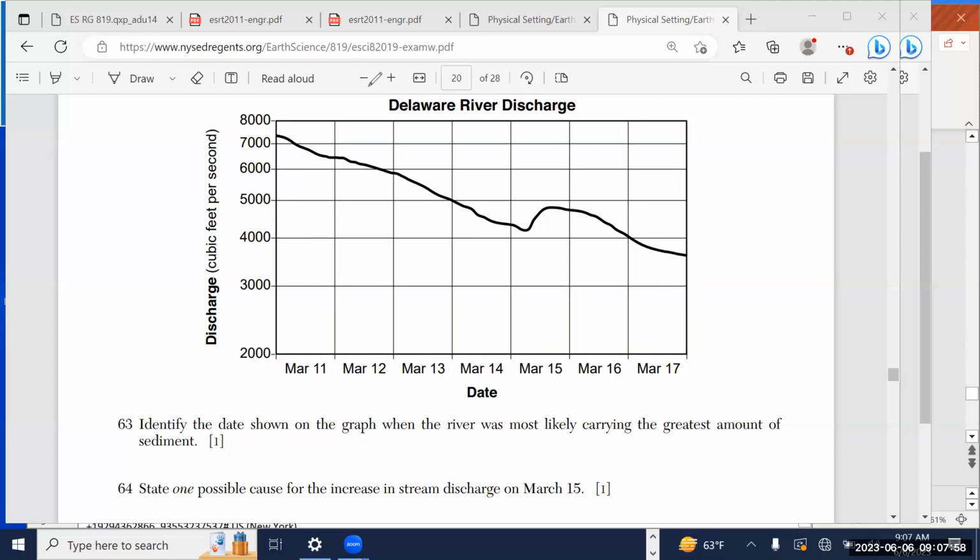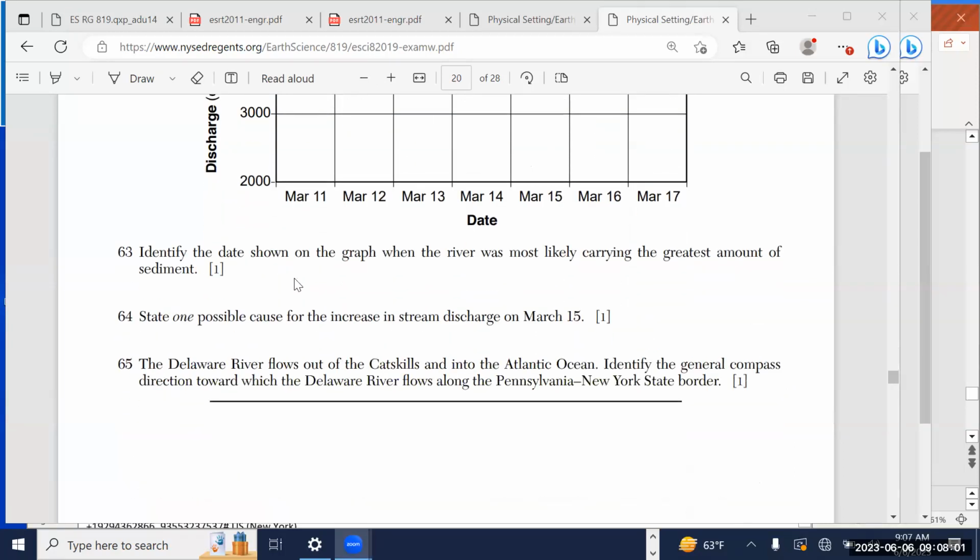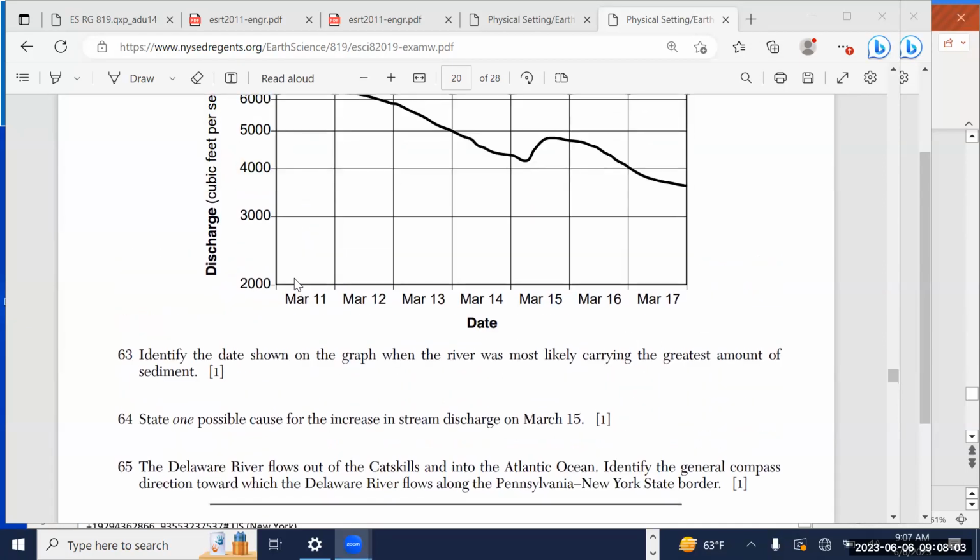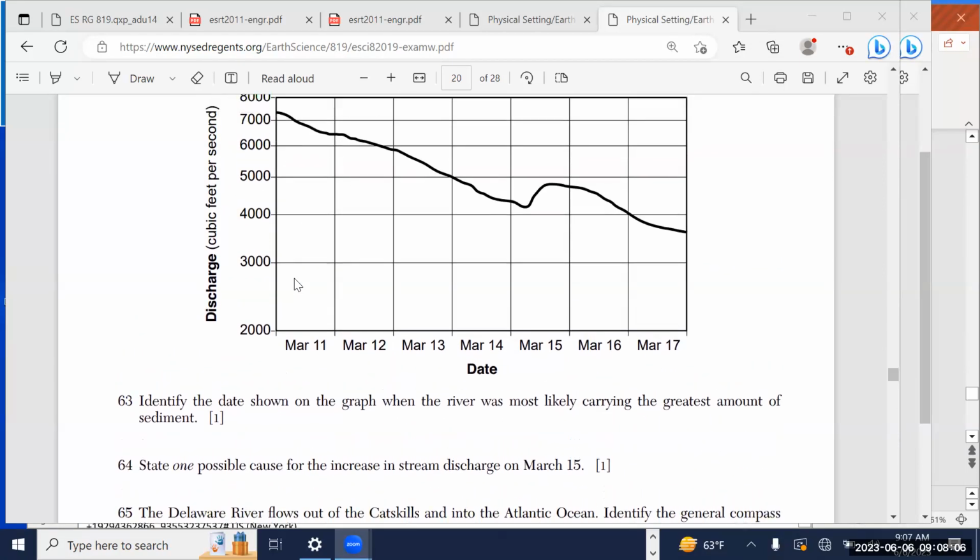So 64 states, state one possible cause for the increase in stream discharge on March 15th. So throughout the day, right, the discharge was decreasing, and then something happened during this day that caused the discharge to increase. What can cause a river or a stream to have more water to pass through a given area? Well, the better question is, what can account for you just having more water in general?